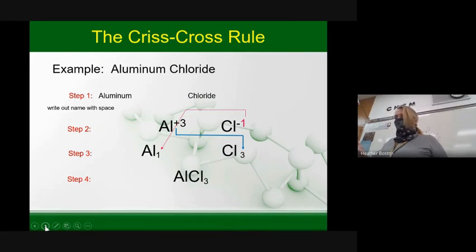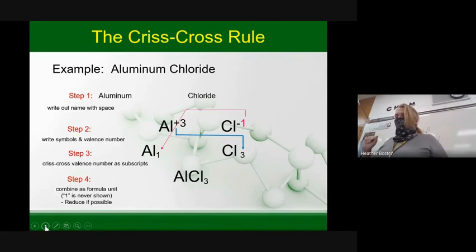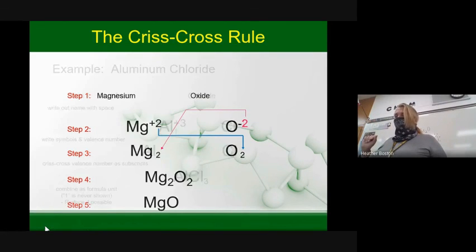Let's look at aluminum chloride. You can either cross the charges down, or you can recognize that I need 3 chlorines to cancel out the +3 from aluminum. Whatever works for you. This is the formula for aluminum chloride.